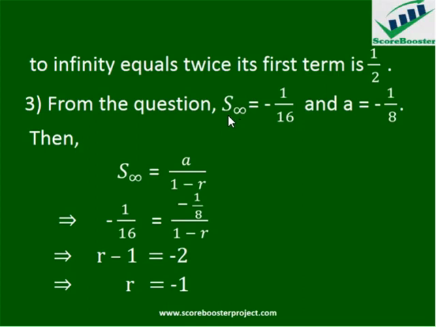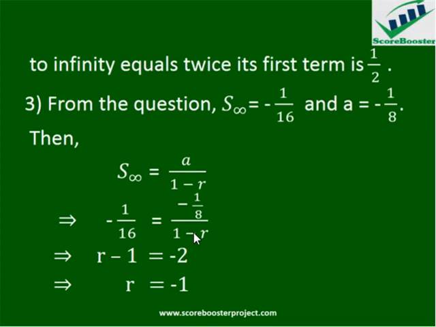So here we can see the value for the sum to infinity has been given, and we have the value of the first term of that geometric progression. So now we write down the formula for sum to infinity, which is A divided by 1 minus R. We are given the value for sum to infinity to be minus 1 over 16. So we substitute: minus 1 over 16 equals the first term, minus 1 over 8, divided by 1 minus R, which is the unknown.